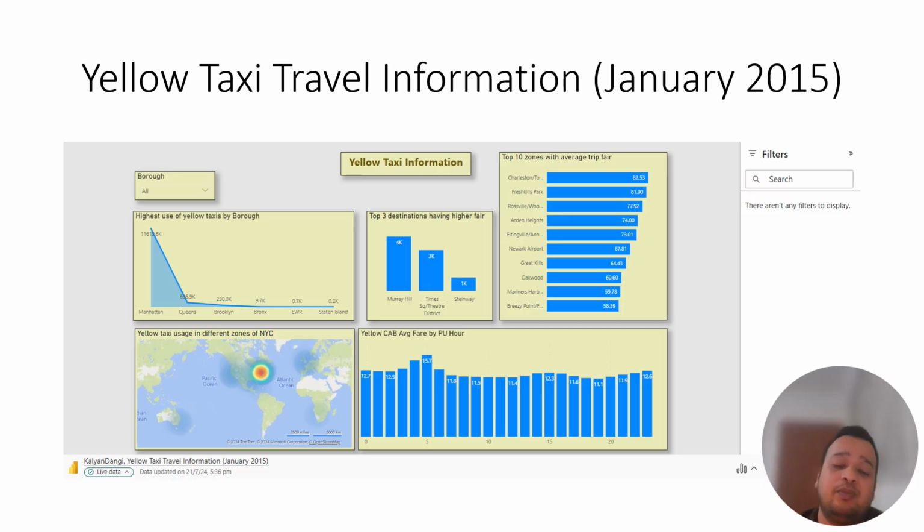Also at 5 a.m. the average fare is $15.7, which is the highest average fare for that time of the day. In summary, our analysis provides valuable insights into the yellow taxi usage patterns, fare distribution, and popular destinations for January 2015.